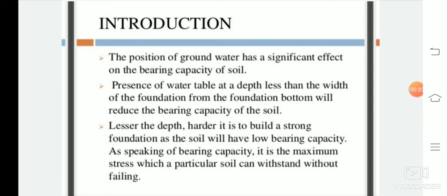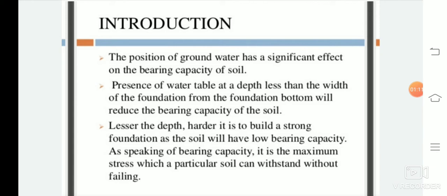So, as we know, water present in the pore space of the soil helps in keeping the soil saturated, and when the soil becomes submerged, the effective stress on the soil gets reduced, which in turn reduces the bearing capacity. So hence we will start with the introduction of the position of the groundwater on the bearing capacity of the soil.